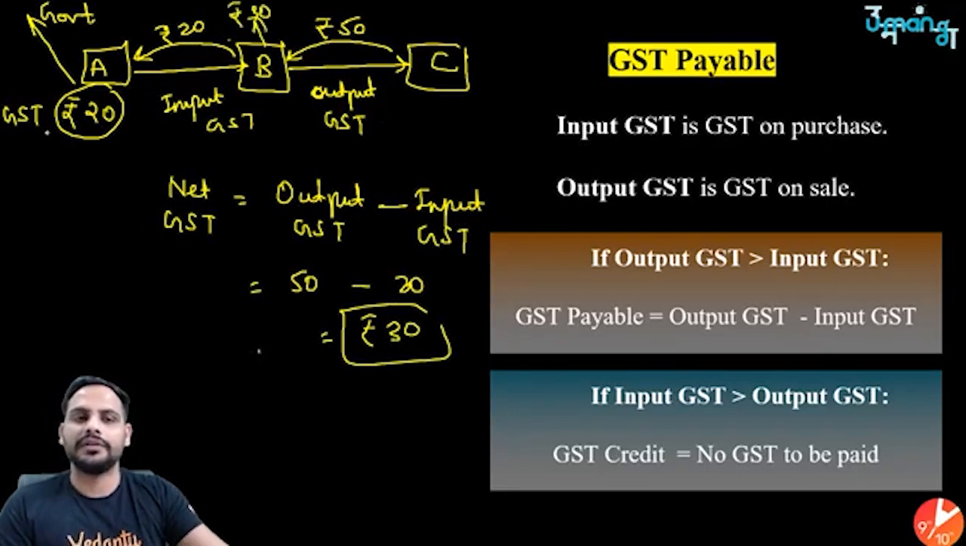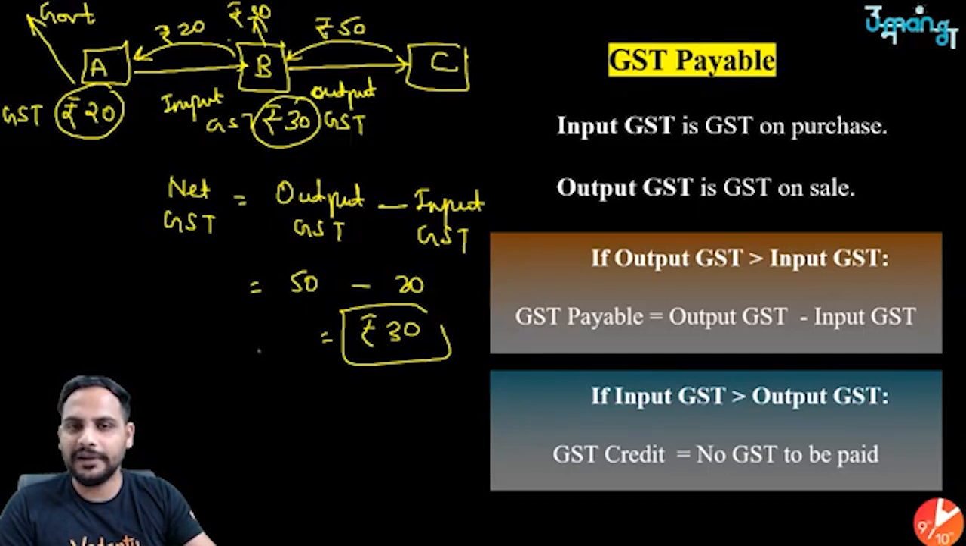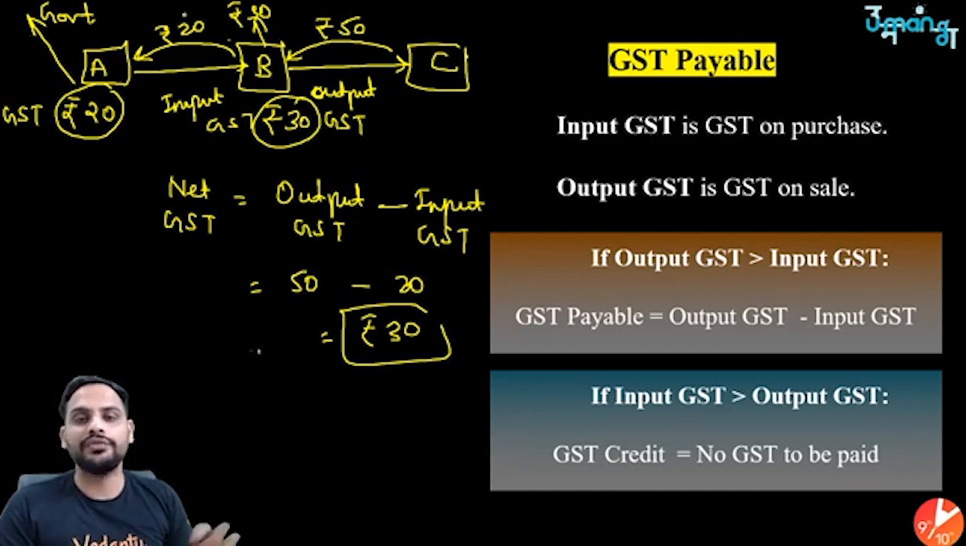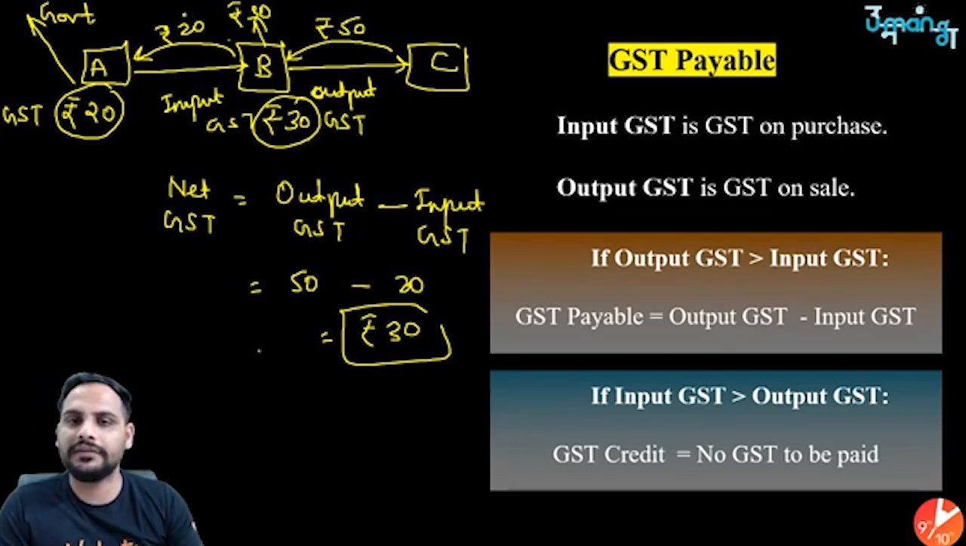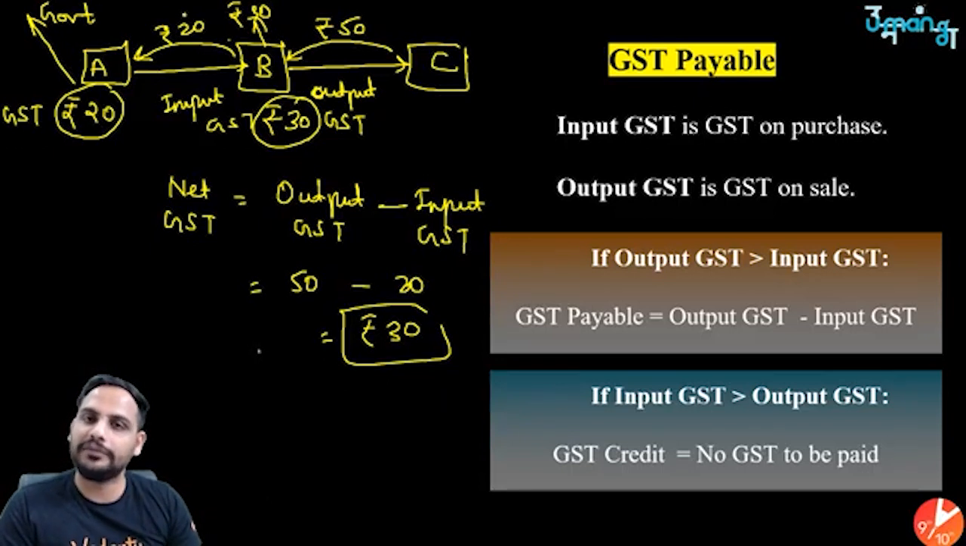to the government. So now you can clearly see, overall the government wanted to collect what C has paid, 50, for this TV. So government has got rupees 20 from A, rupees 30 from B. So it is useful in a way that at every step it is collected and the final price is paid by C only. Got it? So this is how your GST transactions will work.